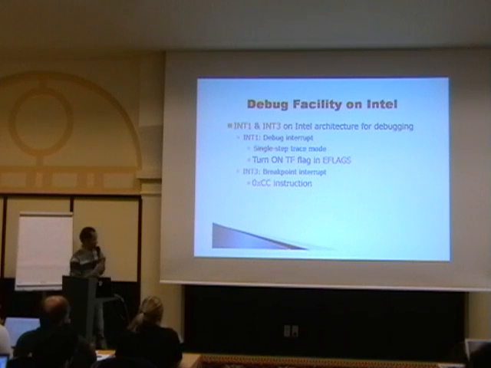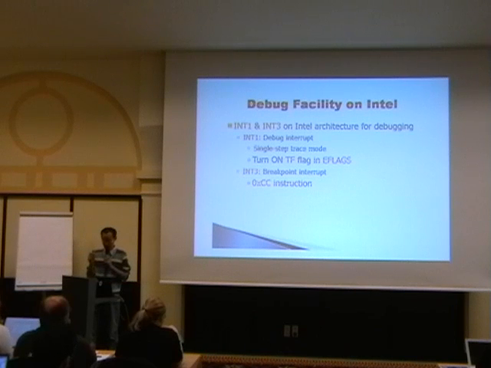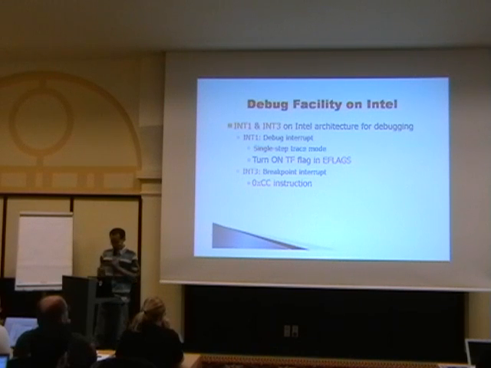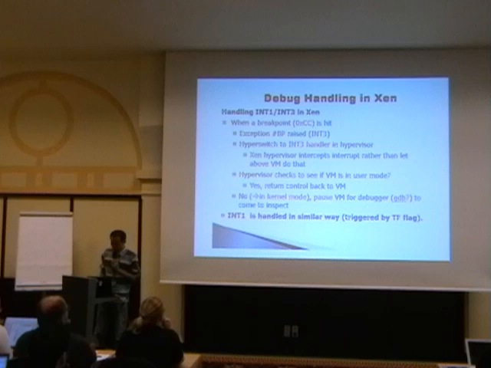The other facility is the breakpoint interrupt. Basically, when the program hits the CC instruction, which is the breakpoint instruction, interrupt 3 is triggered, and it will notify the debugger to come to inspect the program. So Intel has 2 interrupts for debugging.